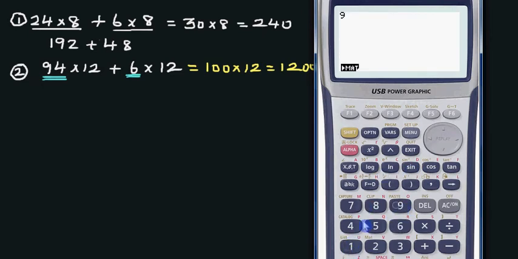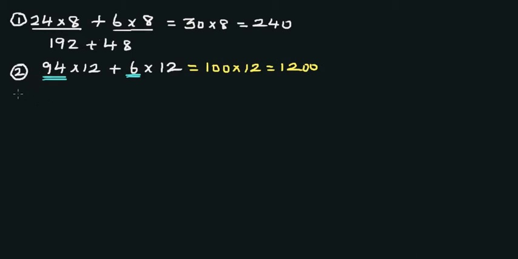Let me do it like this on the calculator: 94 times 12 plus 6 times 12 equals 1200.